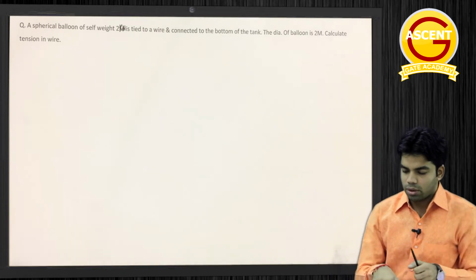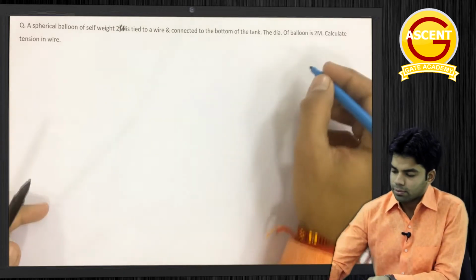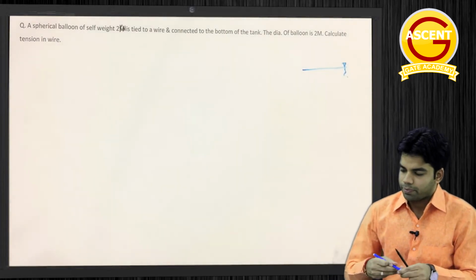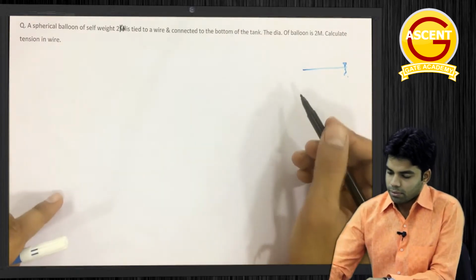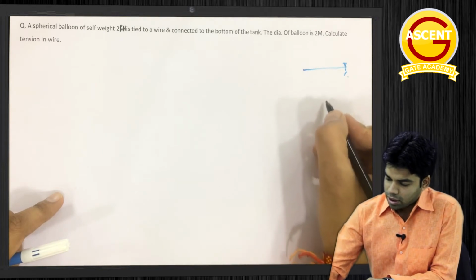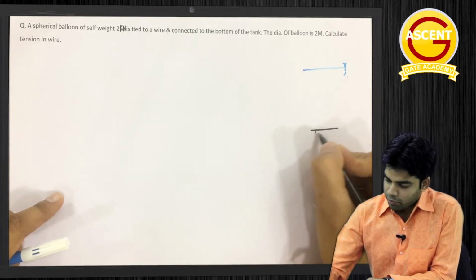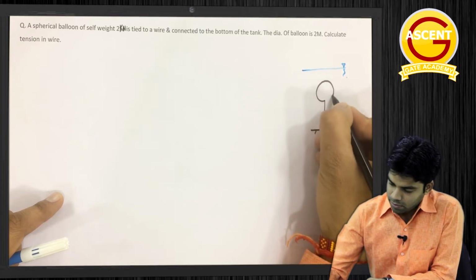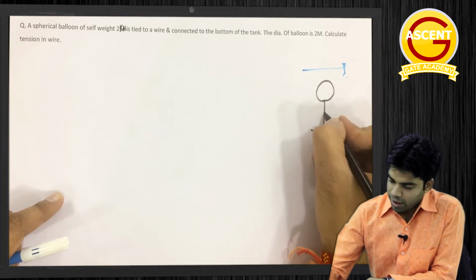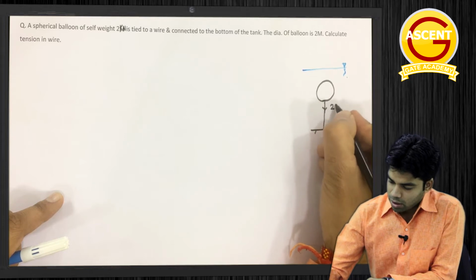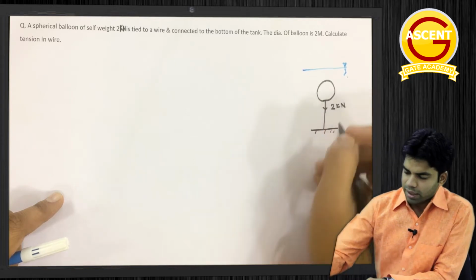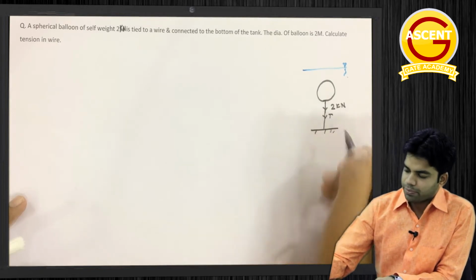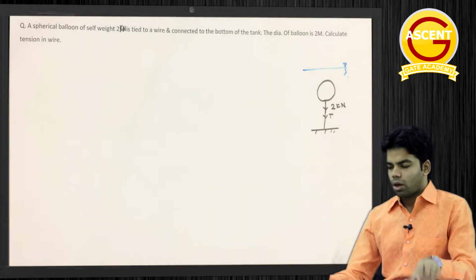Okay, so we have got the spherical balloon which is tied. This is our water surface. And the spherical balloon is connected to the bottom of the tank. The weight of this spherical balloon is given as 2 kilonewton acting downwards. Obviously, we have to calculate the tension acting on this wire. Getting this or not? Okay, so how can we calculate this?